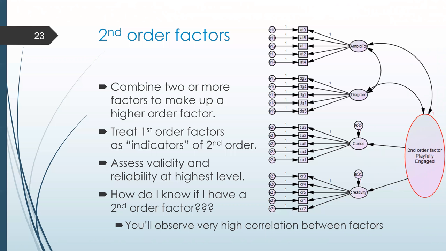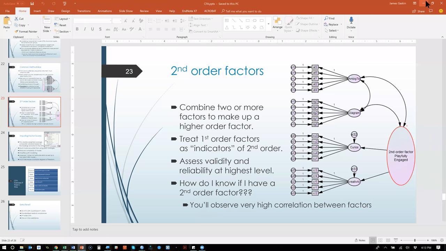Something like innovativeness or creativity. We just call it creativity and say it's combined with creativity and curiosity, something like that, or curious nature. And this is the second order construct. In the EFA, what do you do with that?